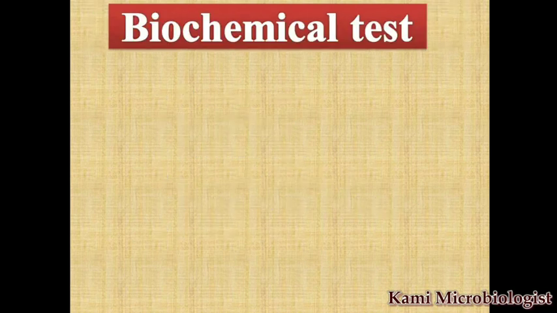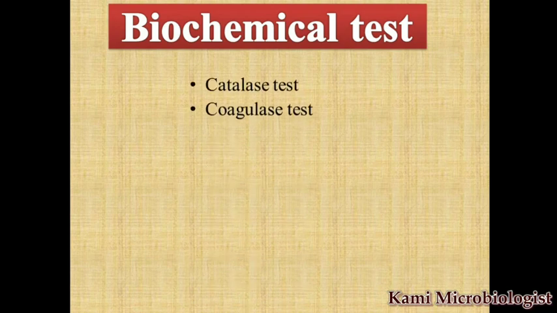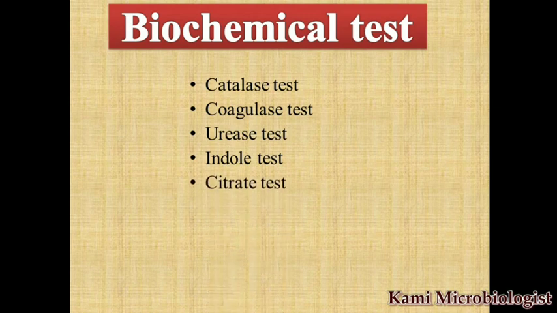Then we have the biochemical tests. The first biochemical tests are catalase and coagulase, specially used for Staphylococcus and Streptococcus bacteria. Then we have the urease test, which is specially used for Klebsiella and Brucella, because Klebsiella and Brucella are urease positive. Then we have the indole test, which is specially used for E. coli. Then we have the citrate test, which is specially for Pseudomonas.